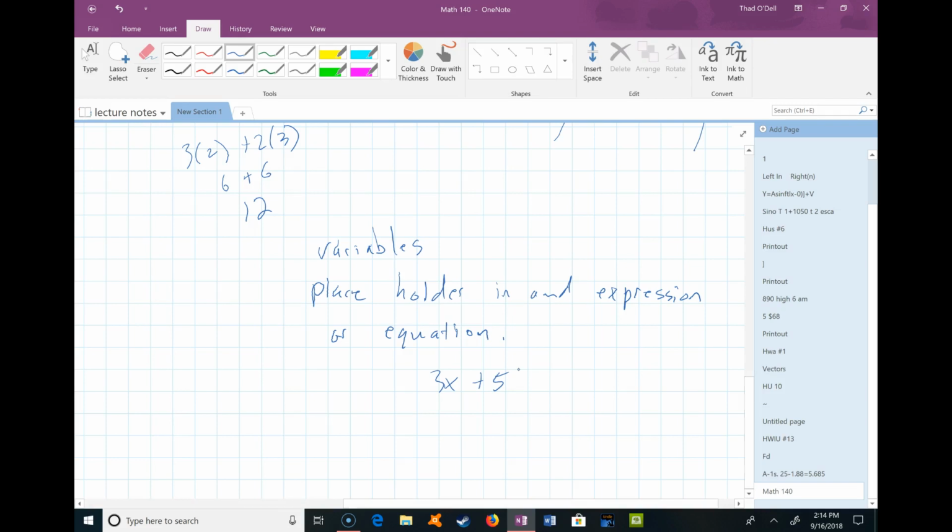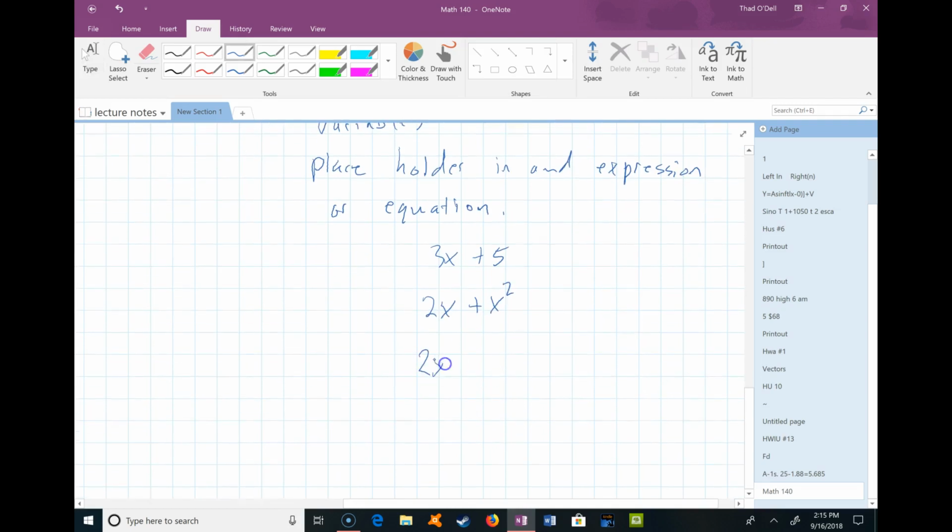Oftentimes you'll read a word problem in a math book where it says 2 times a number plus the number squared. So in that case, 2 times a number, I don't know what the number is, so I put a variable, plus the number squared. Since we already called the number x, if we're talking about the same number, we can use it again as x. Now, if it would have said 2 times a number plus a different number squared, then we'd have to use a different variable. We cannot use x twice in the same expression if the x isn't representing the same value.